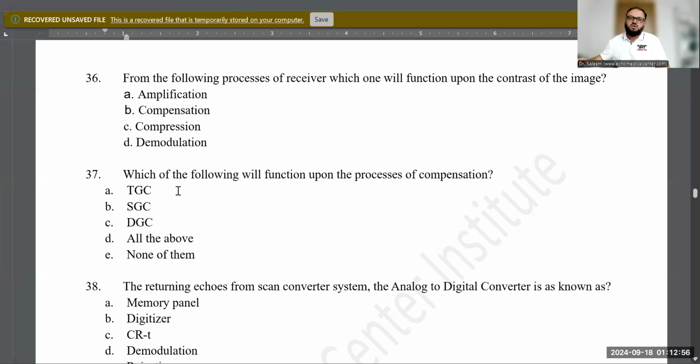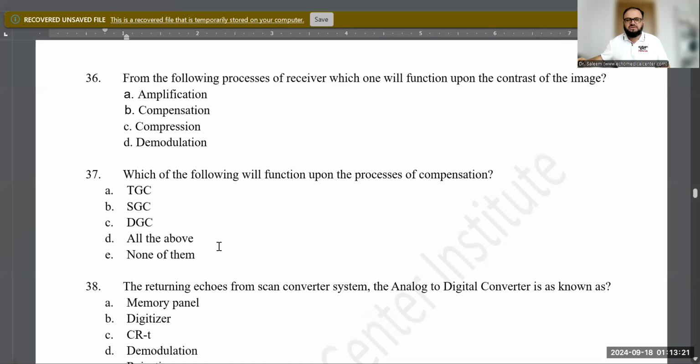Okay. Next. Which of the following will function upon the process of compensation? Now, which knob or knobs will work on the compensation processes? Is it TGCs? Is it SGCs? Is it DGCs? Is it all of them? None of them? What do you think? Exactly, correct answer. All of them.